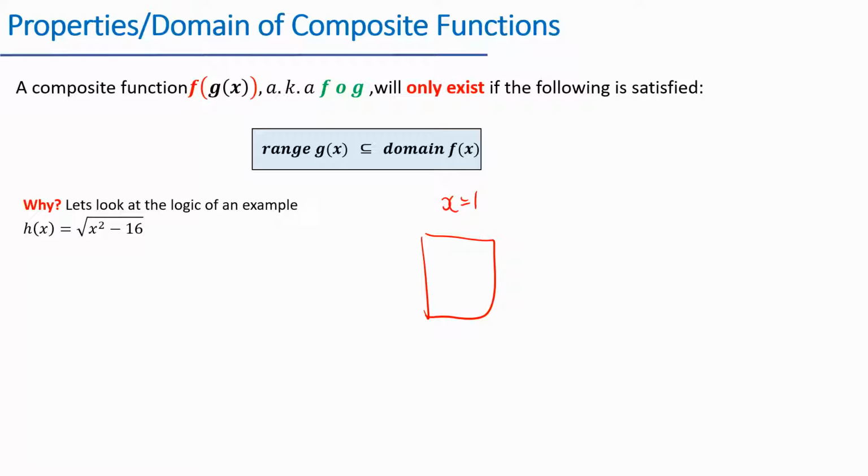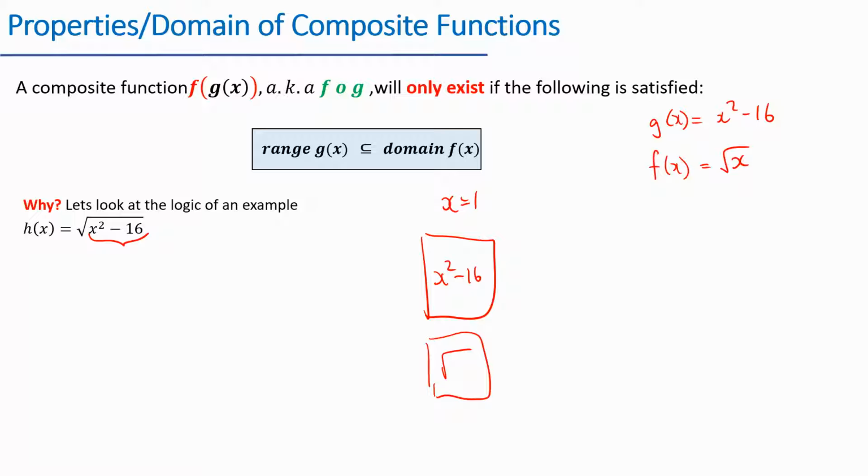Now in this case, I can break it apart. This is the first function I'm dealing with. It's x squared minus 16. Whatever that answer is, I'm going to square root afterwards. So this is my quadratic, x squared minus 16. That's the first machine, okay? My second machine is the square root of whatever the answer is. So I'm just saying that g of x is equal to x squared minus 16, and that f of x is equal to root of x.